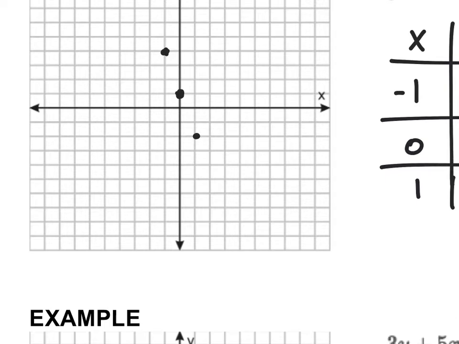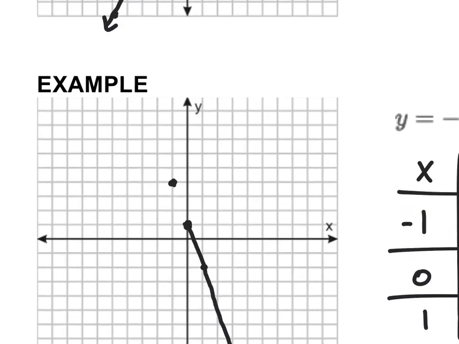Now if I connect these with a line, we've got a line like this. All right, let me move my screen up.